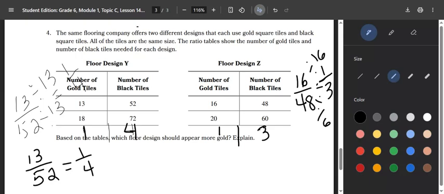So when floor design Y has 1 gold tile, it has 4 black tiles. And when floor design Z, for every 1 gold tile, has 3 black tiles. So floor design Z is going to have fewer black tiles with the gold tiles, so it's going to look or appear more gold.